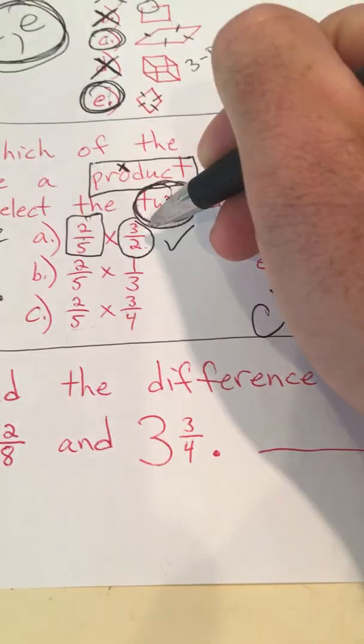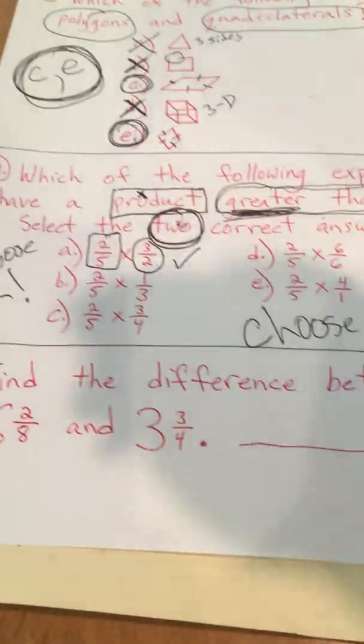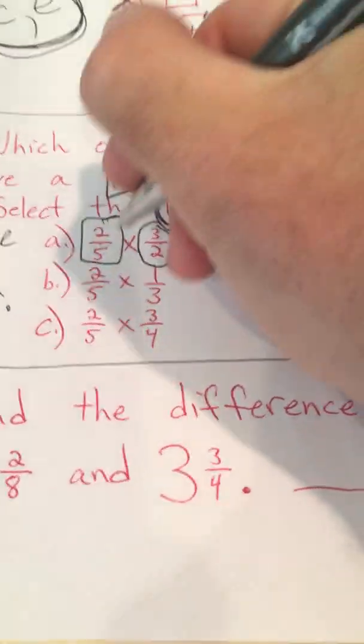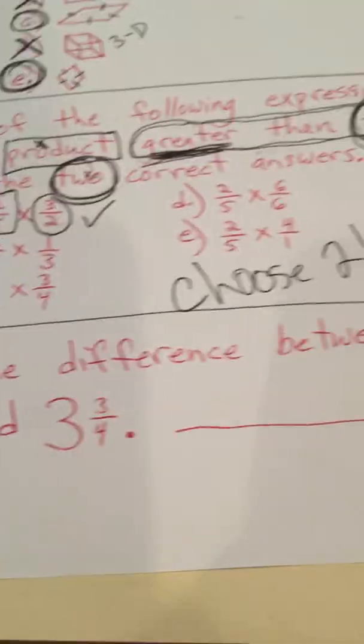If you multiplied it times 1, it would be equal to 2/5. We multiplied it times a fraction that's more than 1, so it's going to be greater than where it started, which was at 2/5. So A is correct. That's our first correct choice, A.